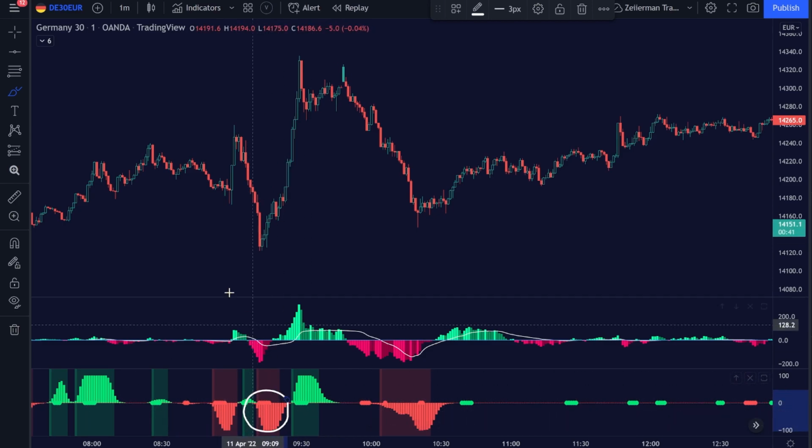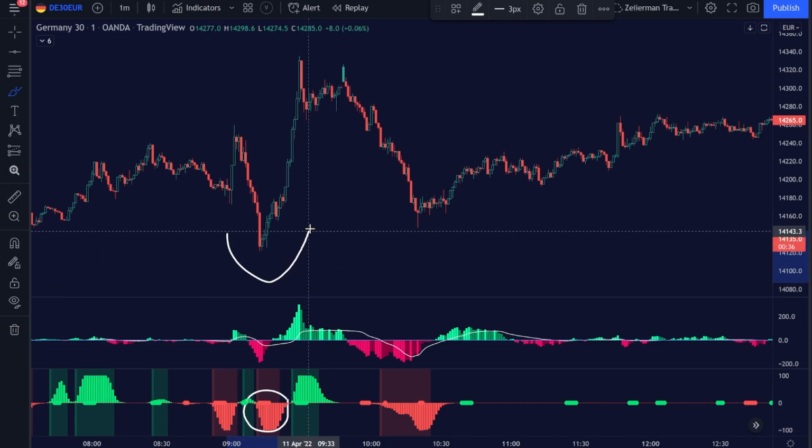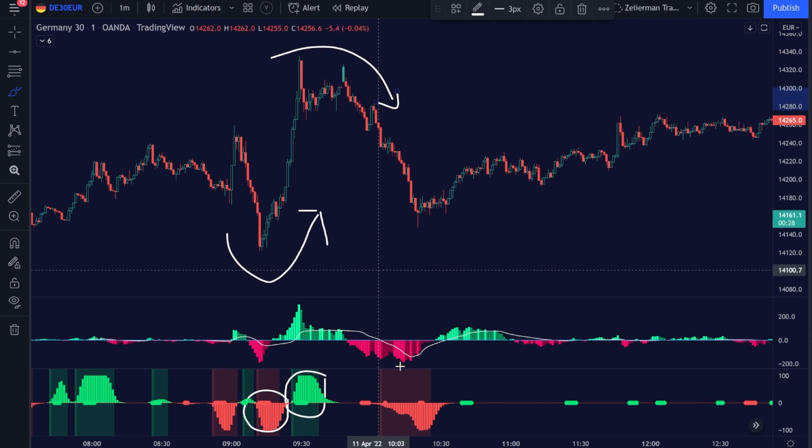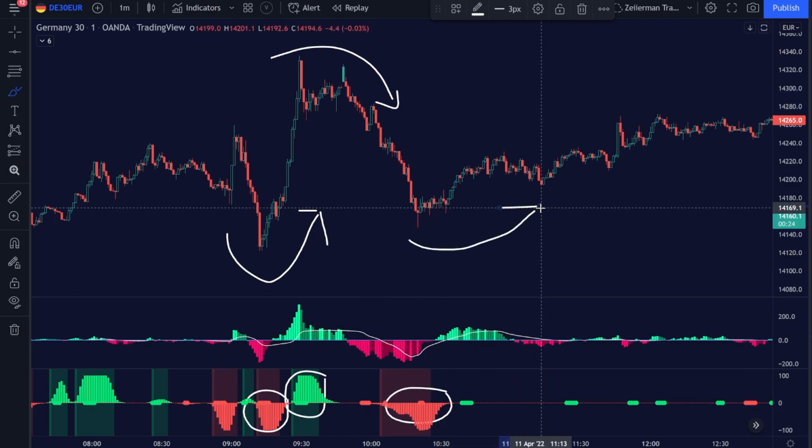This is a negative bell curve which can lead to a reversal back up, and this is a positive bell curve which can lead to a reversal back down. And as you can see, the pattern is consistent.